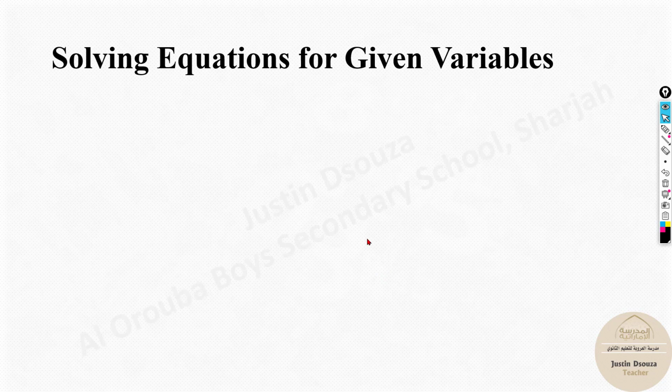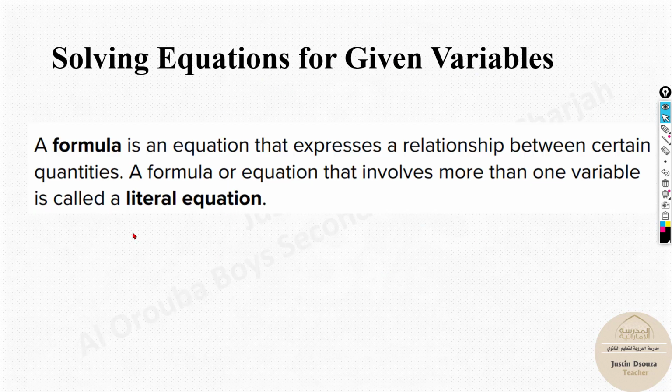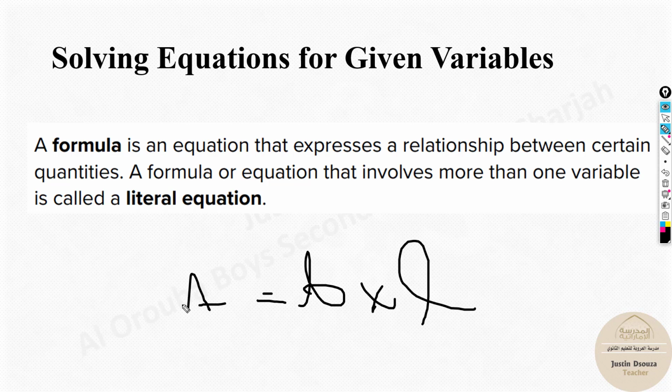The first part is an easy part: solving equations for given variables. Now, a formula is basically a standard set of relationships which is used to find other relationships. Like area equals base into length. This is a formula. Now a literal equation is similar, but a literal equation can be any equation, not only formulas, anything that has two variables. It should be more than one.